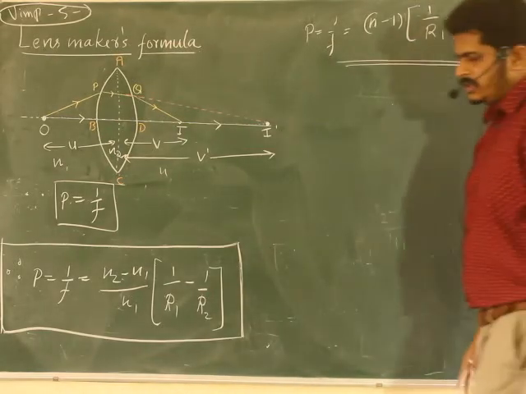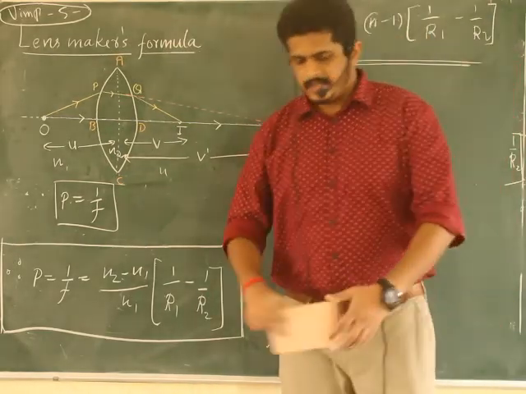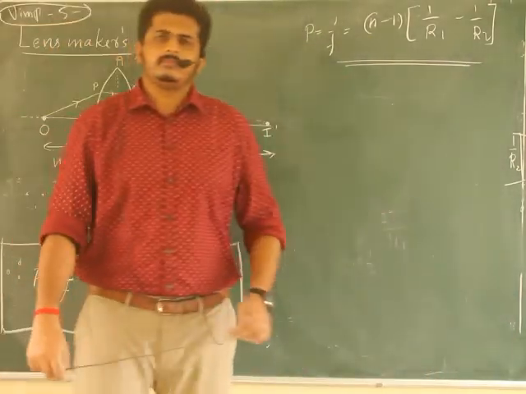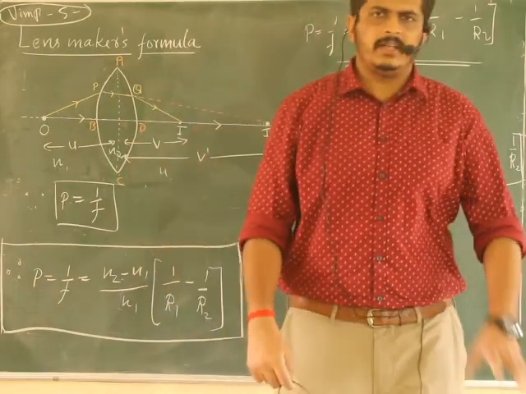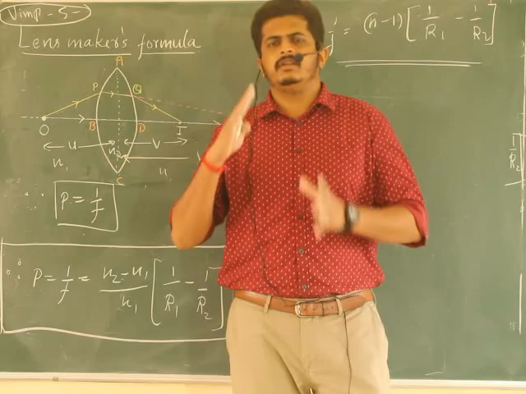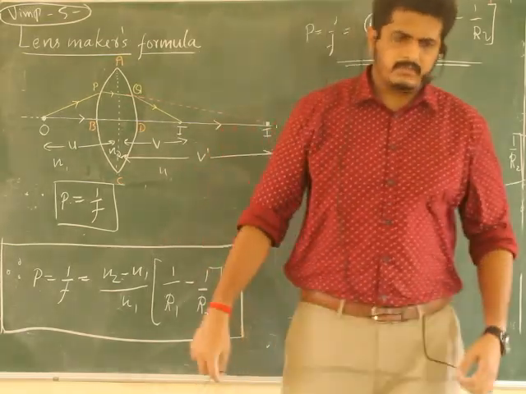So this is all about the lens maker's formula. And take down the derivations properly and write it cleanly. The ray diagram should be made very properly. So write down the derivations and thereafter note that down in your notes.